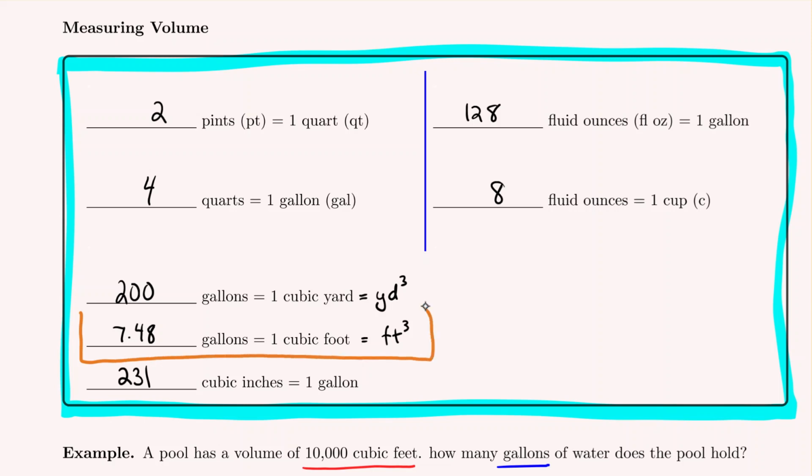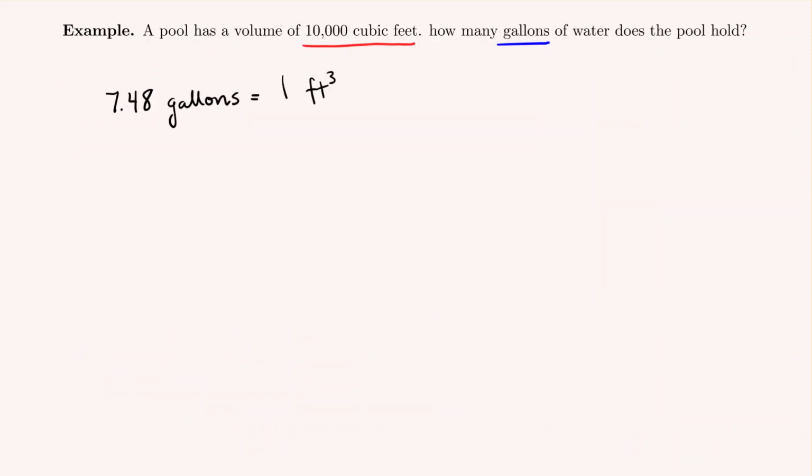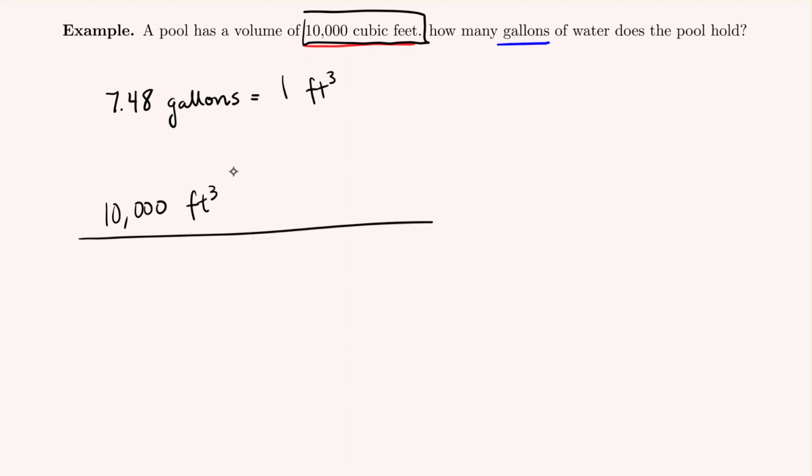That would be this conversion factor. So at this example, right below, I should write down that 7.48 gallons is equivalent to 1 cubic foot. So we have our helpful conversion factor. And if we prefer the chart method, we know we always start with the value that we're given in its units. So 10,000 cubic feet. And we want to convert that into gallons.